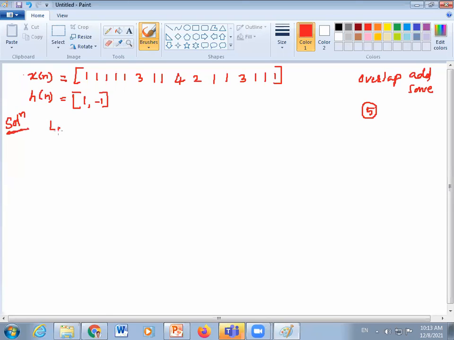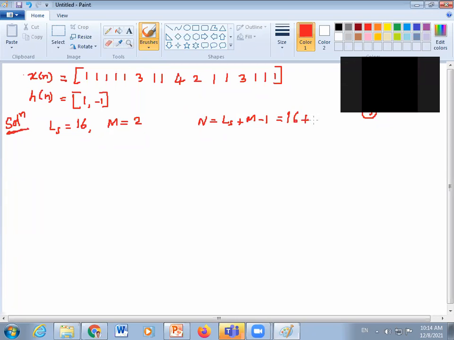What is the length of the sequence? How many samples are present in the input sequence? 16. Okay. Then the value of m is 2. So we can write N equals Ls plus m minus 1, which equals 16 plus 2.